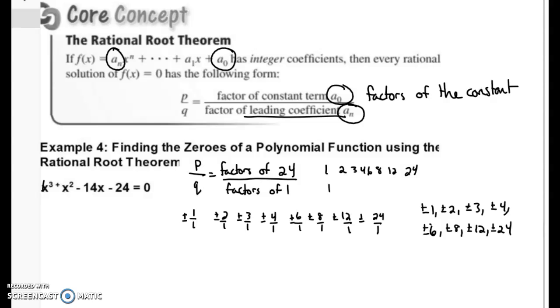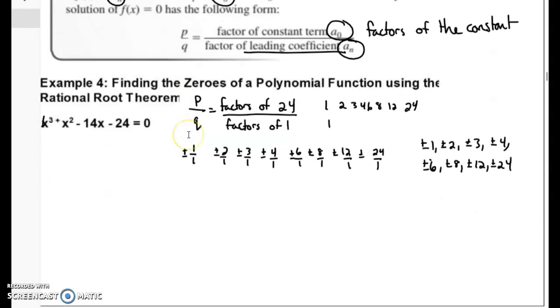Now, the 1 feels really silly on the bottom, but it's there because if your leading coefficient isn't 1, then it absolutely plays an important part. If your leading coefficient is 1, then it really is kind of a moot point and it doesn't really need to be there. So just watch out for that.